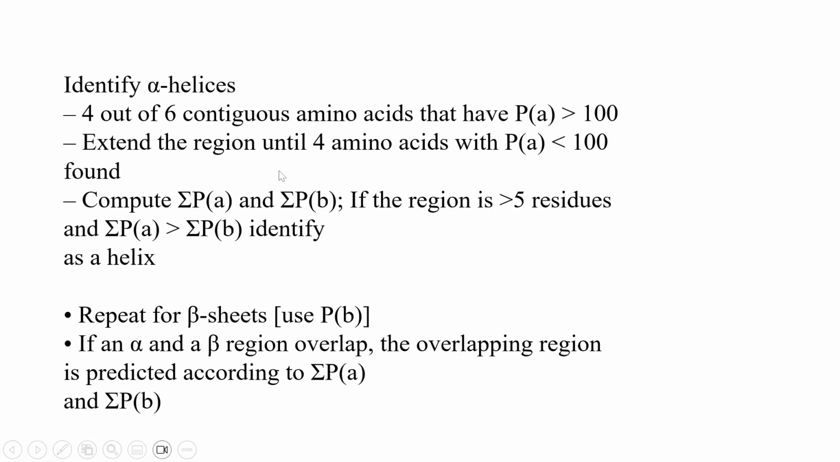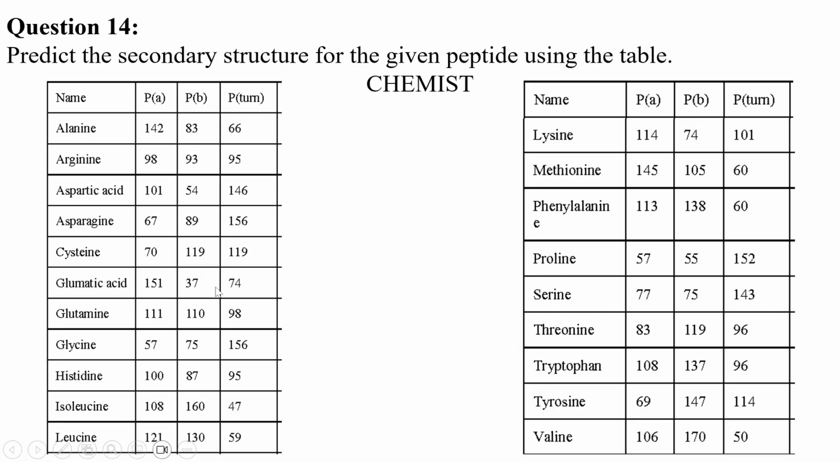Similarly, E is glutamic acid. So I have written the values of glutamic acid. Then M is methionine. I have written the values for methionine there. Then I is isoleucine. For isoleucine, PA is 108 and PB is 160. So the probability of it getting incorporated into a beta sheet is higher than alpha helix. Then S is serine. Serine is 77 and 75.